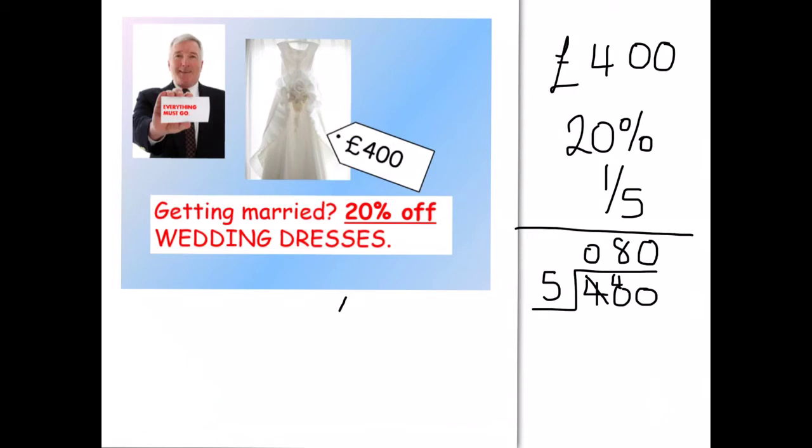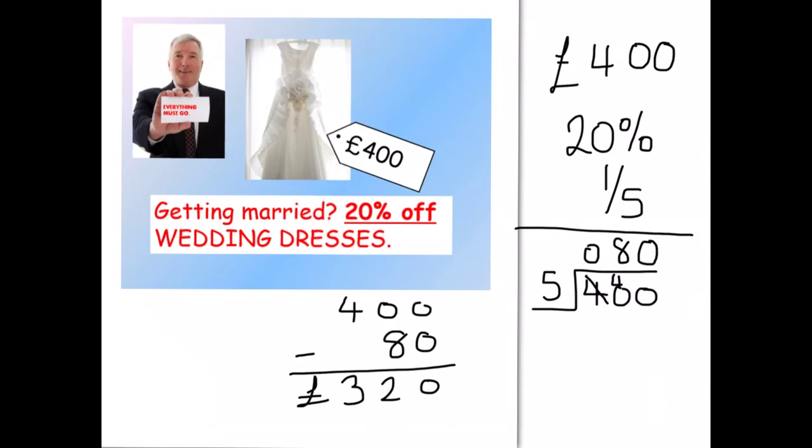If I want to work out the new cost of the dress, I would do myself a subtraction sum, and it would be £320 for the dress in the sale.